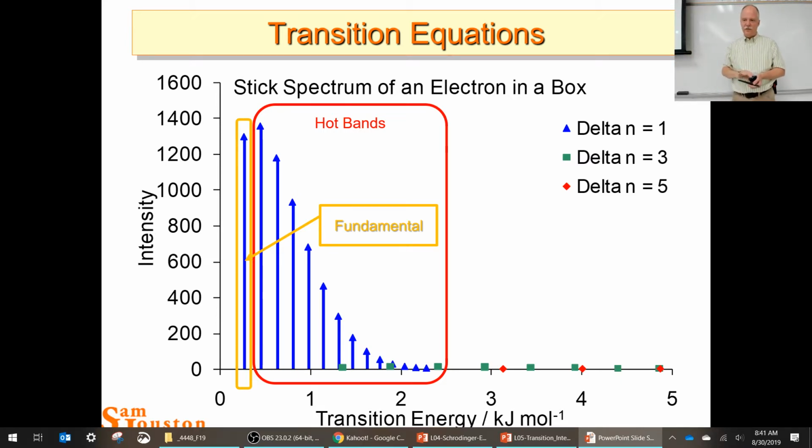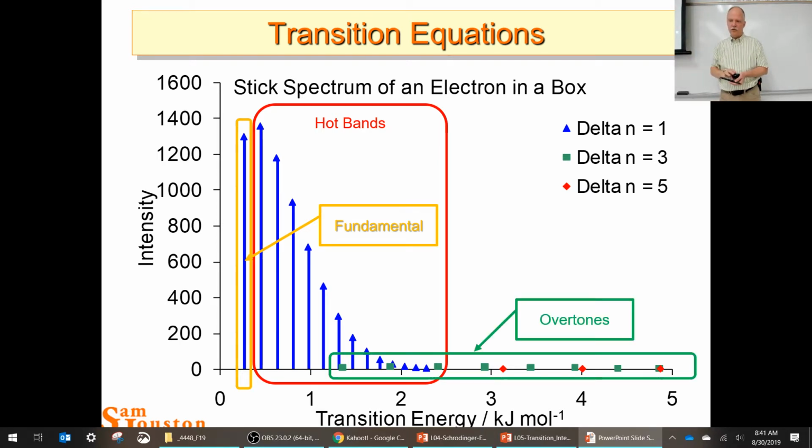And then these others, because we're skipping a level, they're called overtones. So the change in 3 or 5 quantum states, those are overtones, where you're jumping levels. And the overtones are not very probable. You can see that. So it's pretty rare that you'll see an overtone in a spectrum.